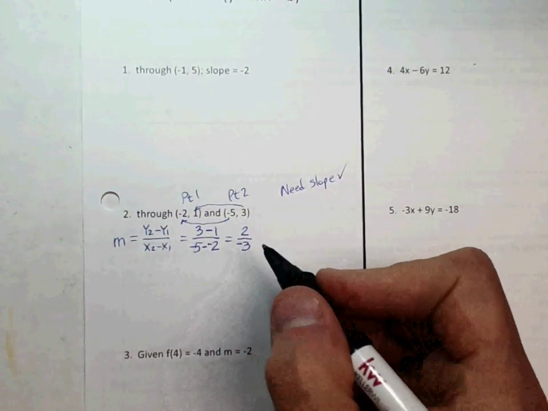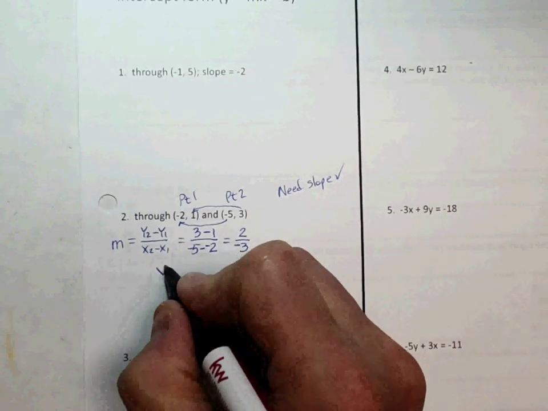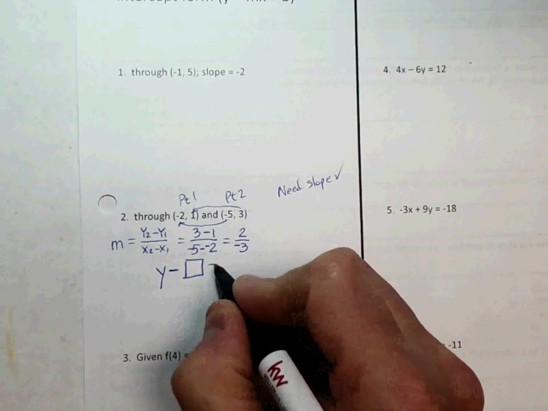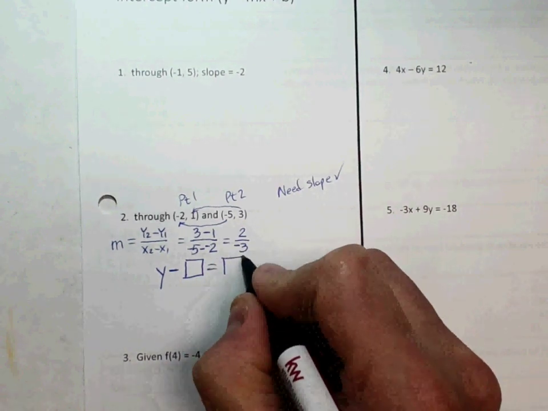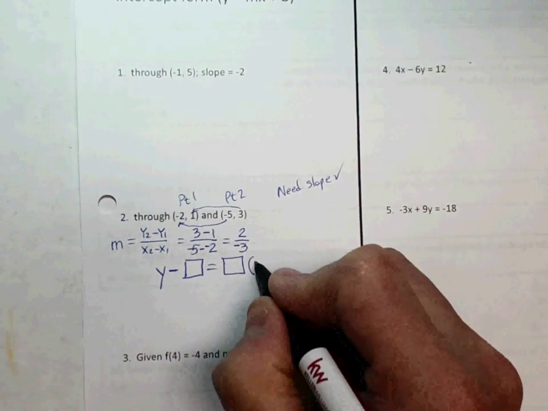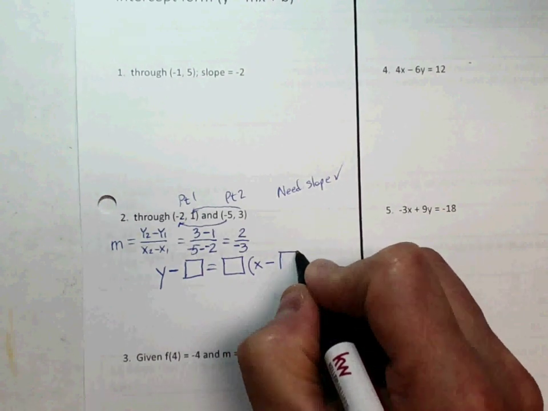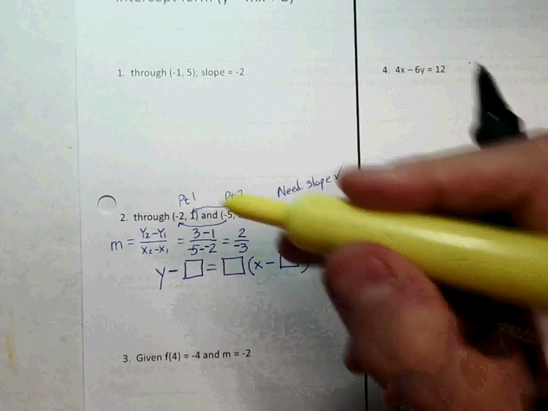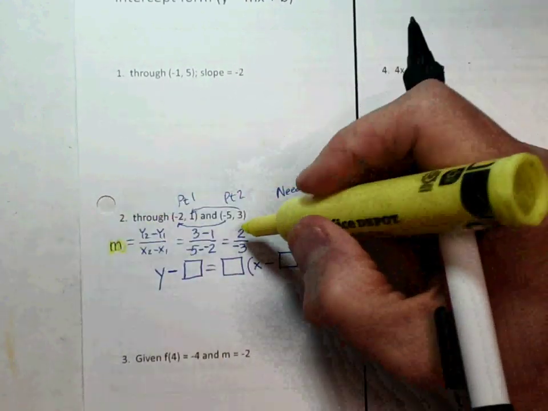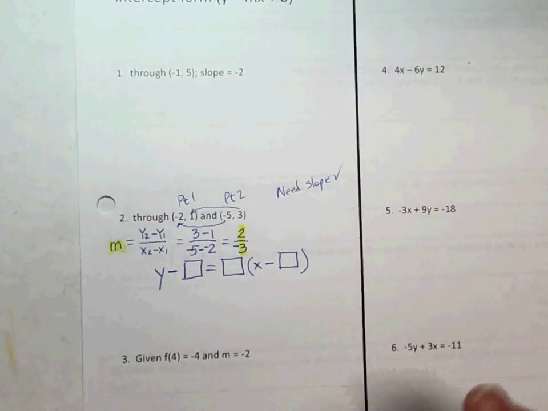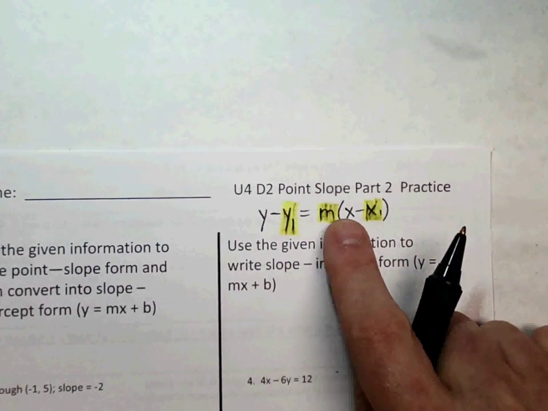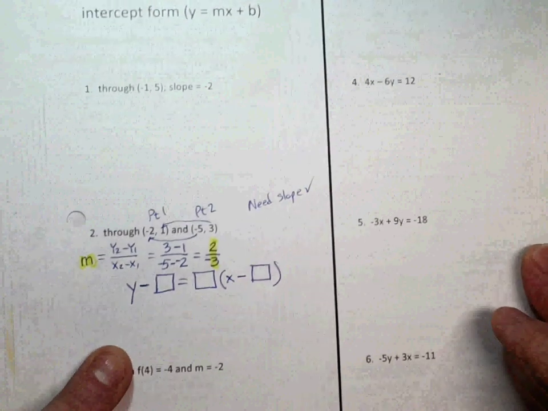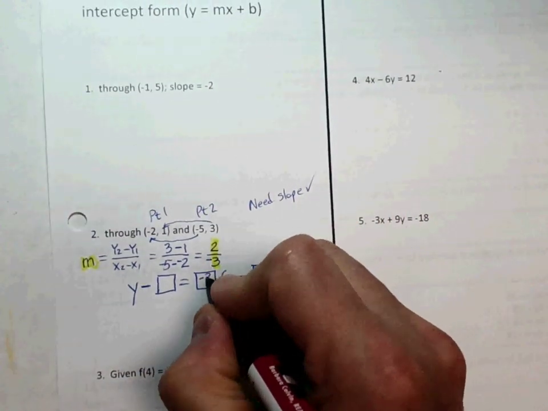So now we can use our point slope formula. So y minus another y is equal to my slope times x minus another x. All right? So here we go. I know my slope is a negative 2/3. And according to this, the slope is what goes in the middle, right after the equal sign. So I'm going to put a negative 2/3 right here.